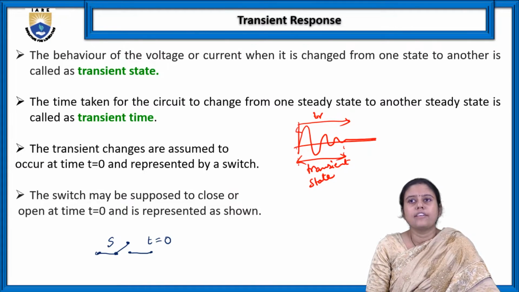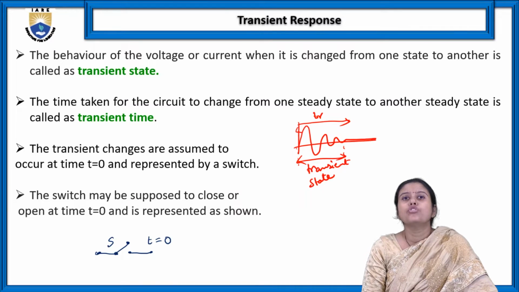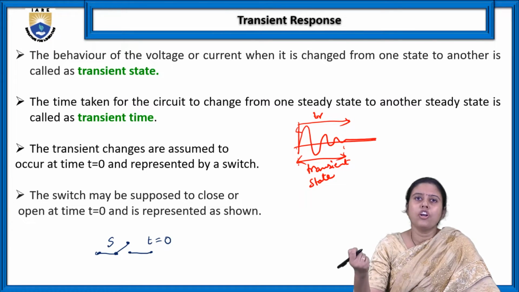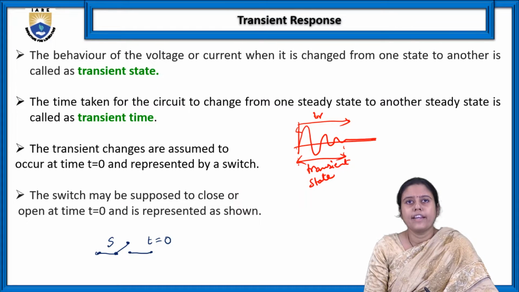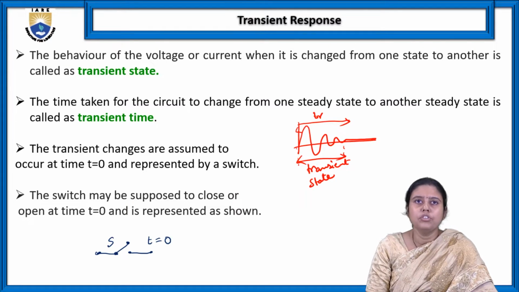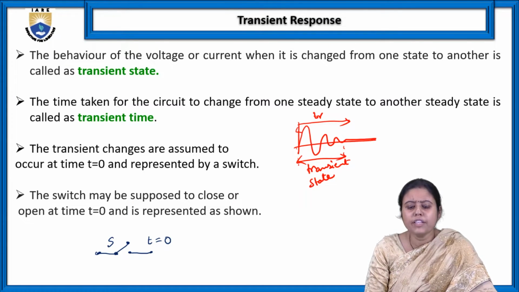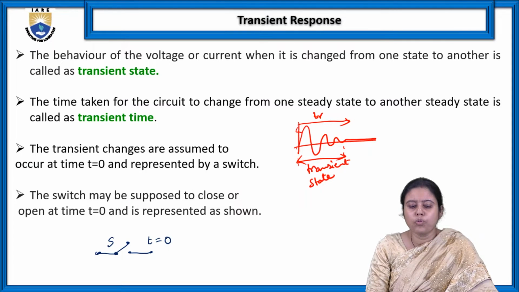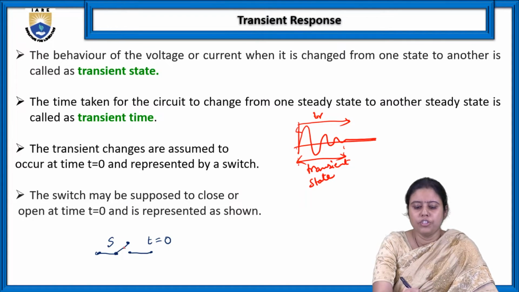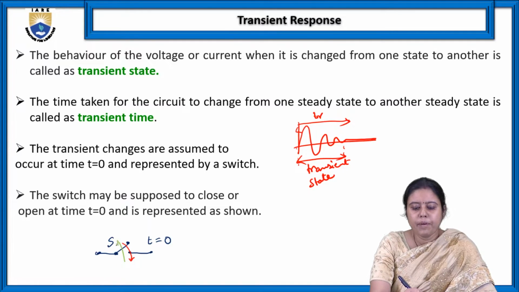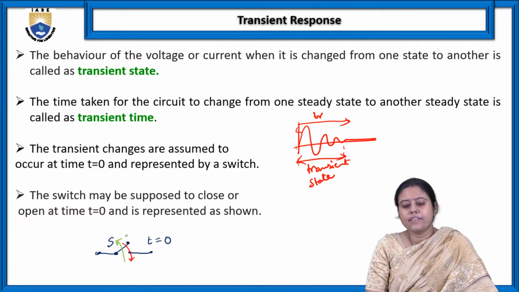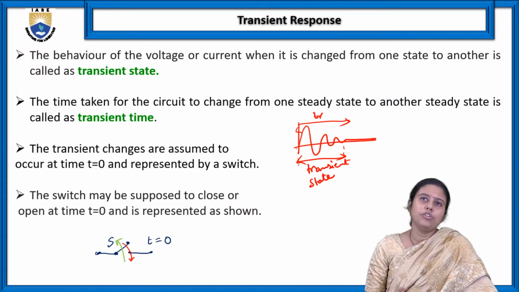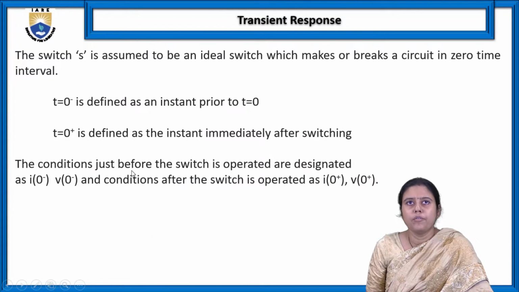The transient changes are assumed to occur at t equals to 0 and represented at the switching. As we told, the transient may occur first and foremost due to switching. So the switching on or switching off time, we are taking as t equals to 0. The switch may be supposed to close or open at t is equal to 0. It may be closed or it may be open. So it is represented at t is equal to 0 due to the switching phenomena.